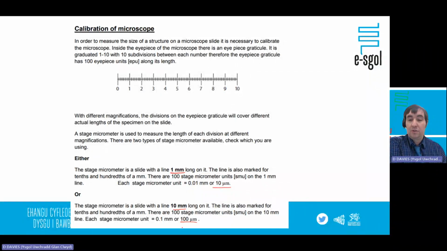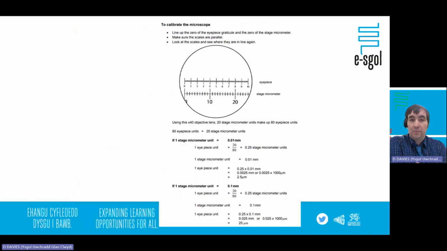Okay, so what you do now is you take your ruler on your slide, your stage micrometer, you stick it under the lens that you want to calibrate, and you compare it to the length of the eyepiece graticule ruler. So you line up the 0 of the eyepiece graticule and the 0 of the stage micrometer. Make sure they are parallel.